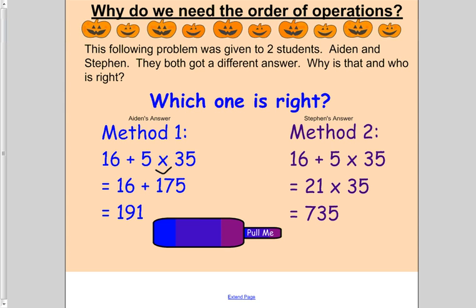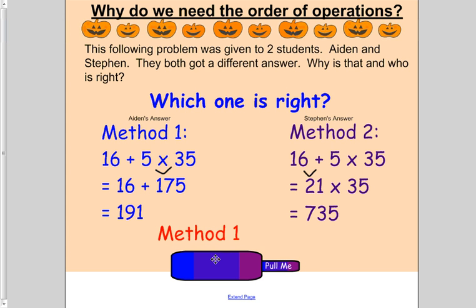Stephen, on the other hand, he decided to add these first, 16 plus 5, and then did 21 times 35 and got a very different answer. So you can see already why we need to have some rules about how we're going to solve a problem. If you don't have consistent rules about what order to solve things, everyone's going to do it different, and we're always going to get different answers. So it's important that in mathematics we are always getting the same results. So if we take a look at this, method 1 is actually correct. You will learn today that you need to multiply always before you add or subtract.